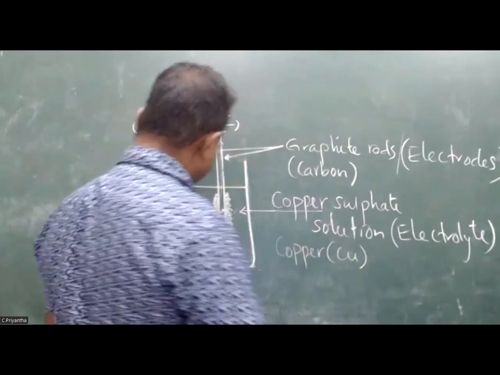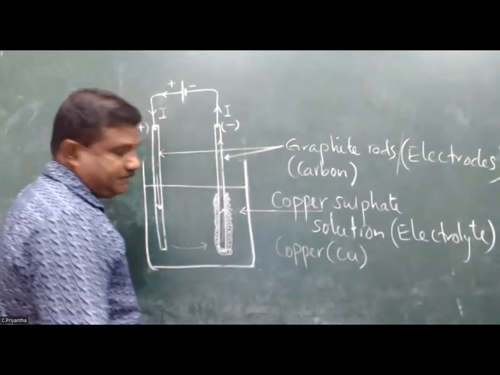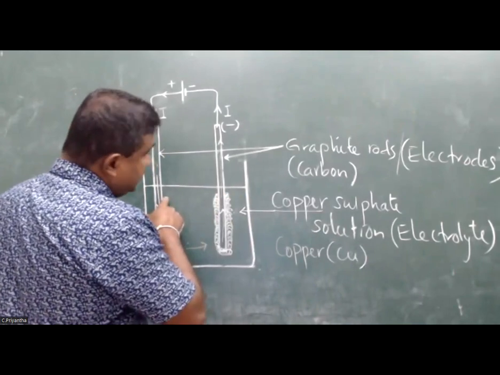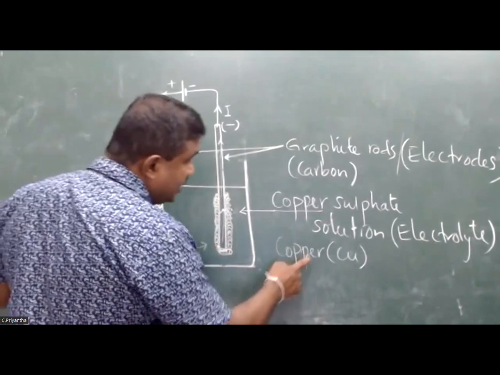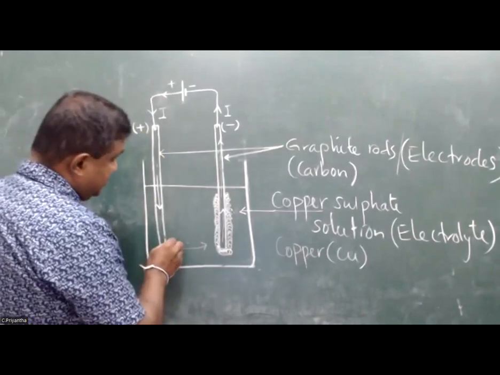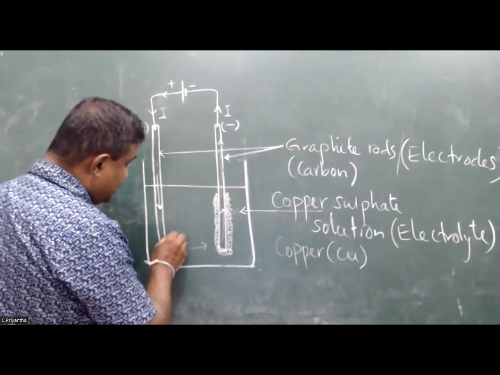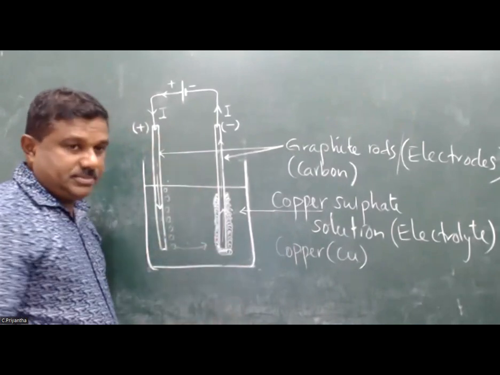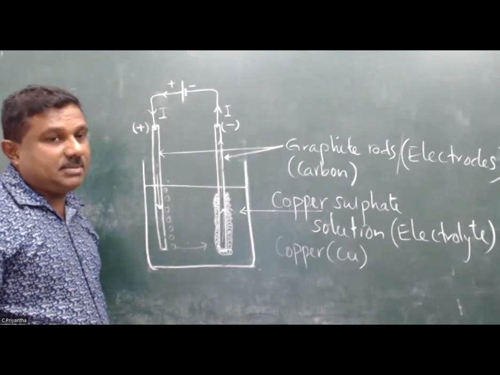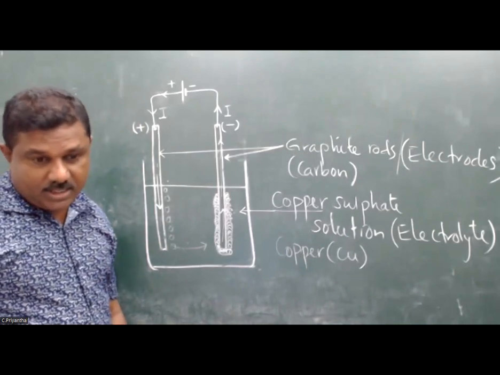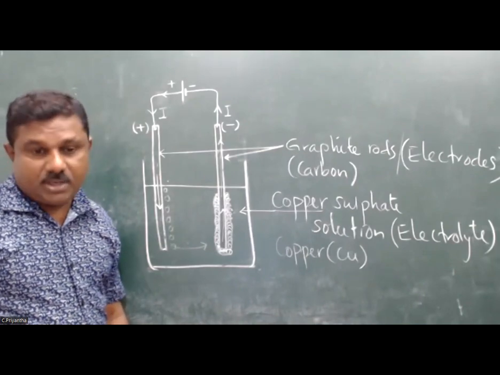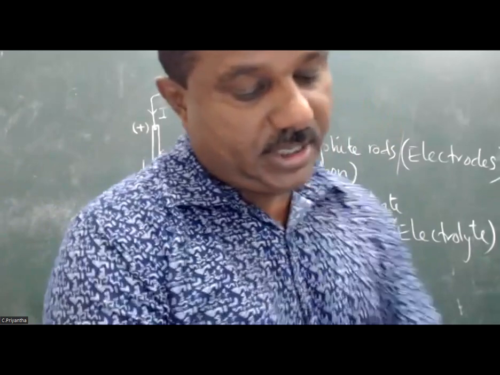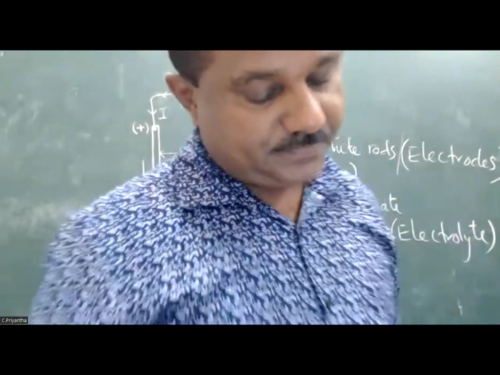Copper deposit. Okay, copper metal deposits. Then the other one here, what is it? The positive terminal. Then here, what comes out? Colorless gas bubbles come out here. Okay, colorless gas bubbles come out here.